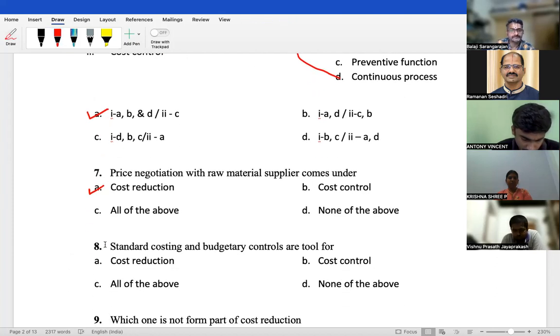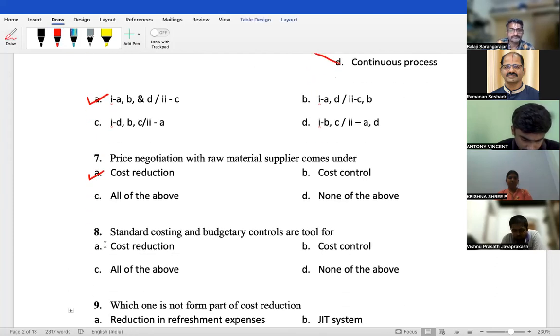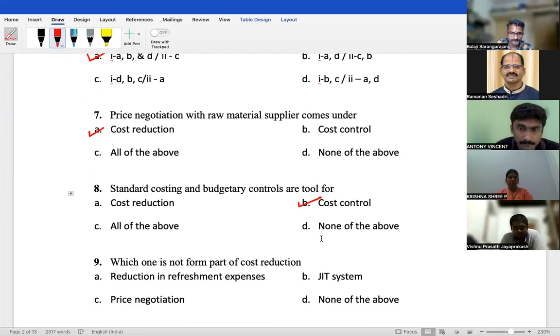Standard costing and budgetary control are tools for cost control. Value engineering is cost reduction. Cost control. Next.